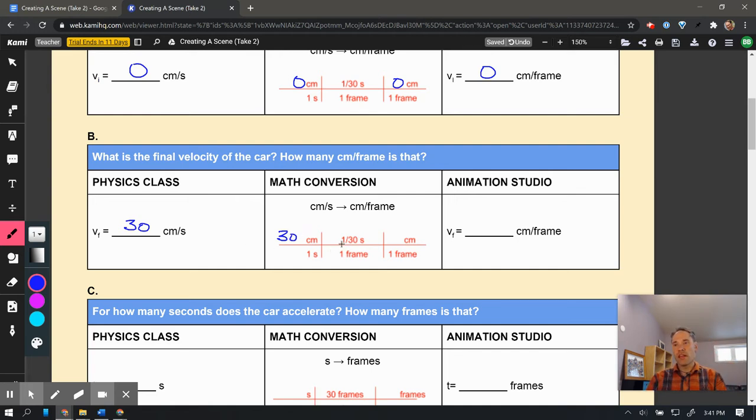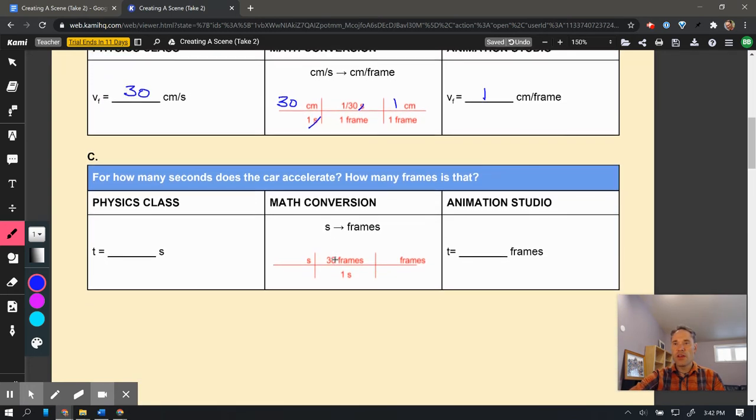And then in the middle, I said, well, one frame is 1/30th of a second, and that second is going to cancel here. And so now 30 times 1/30th is equal to 1. 30 times 1/30th is 1, and that's 1 here. So now we have 30 centimeters per second is 1 centimeter per frame. So this looks very familiar to what happened in class today.